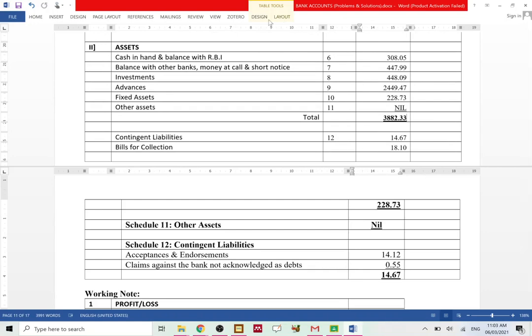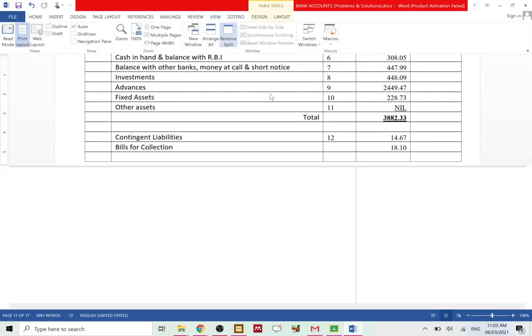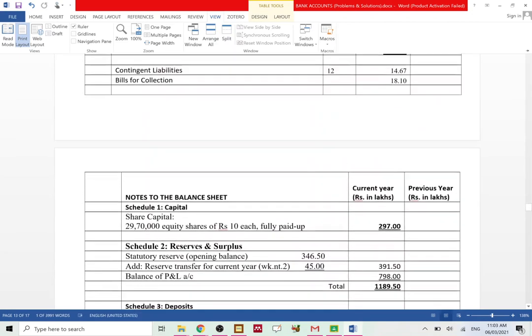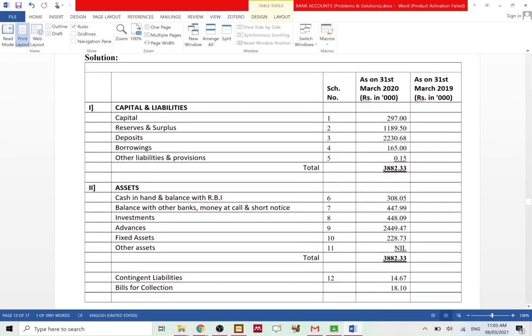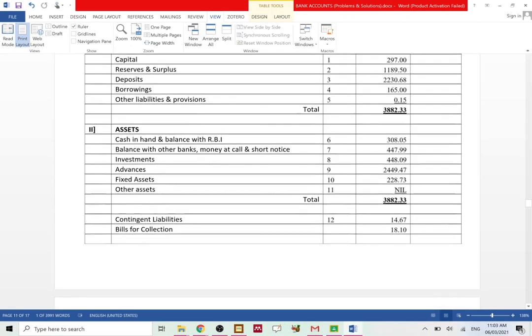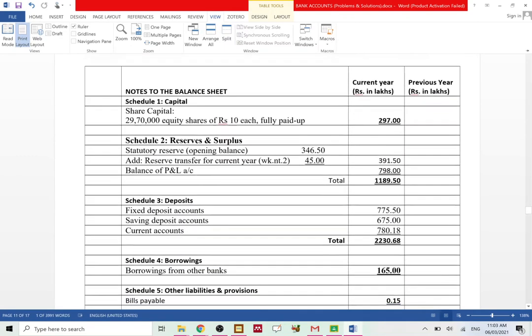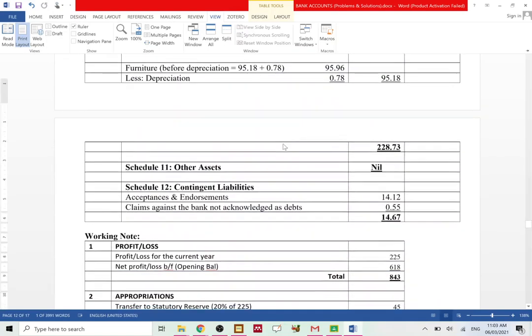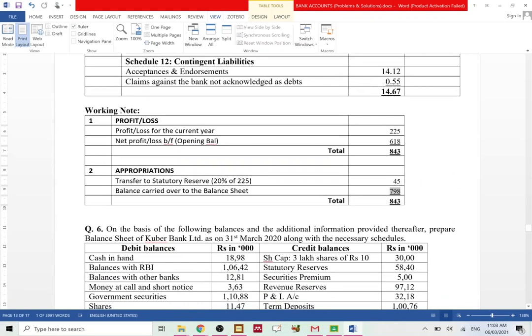All right. So let's view our entire balance sheet. This is the total balance sheet with all the assets and liability schedules, and accordingly all the notes to the balance sheet that we have been provided here, along with the working note for calculation of the profit and loss and the appropriations.